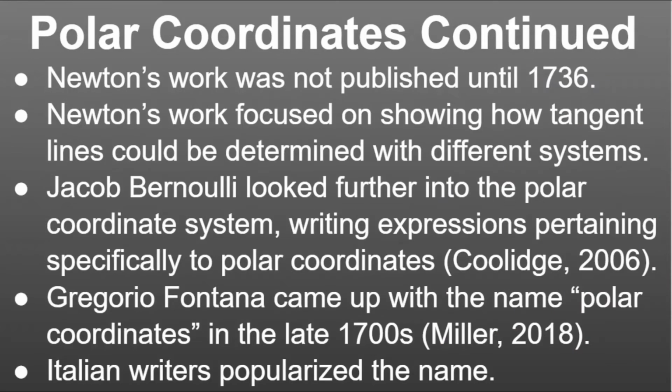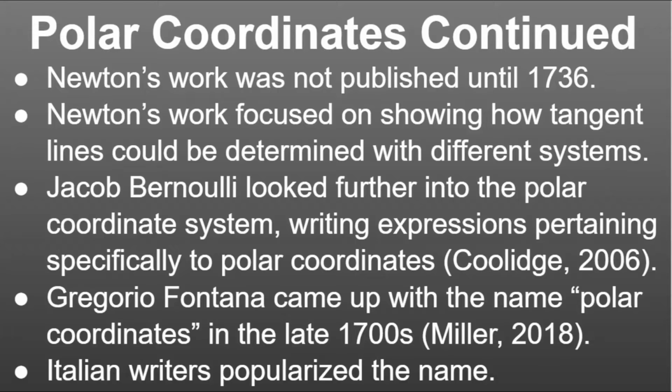The problem with that, though, is that Newton focused more on tangent lines and how you could determine them with these different systems. But a man by the name of Jacob Bernoulli, he looked a little bit further into the system and wrote expressions that pertain specifically to polar coordinates. And his work was published in the early 1700s before Newton's work was published. So for a long time he was thought to be the one to do it first.